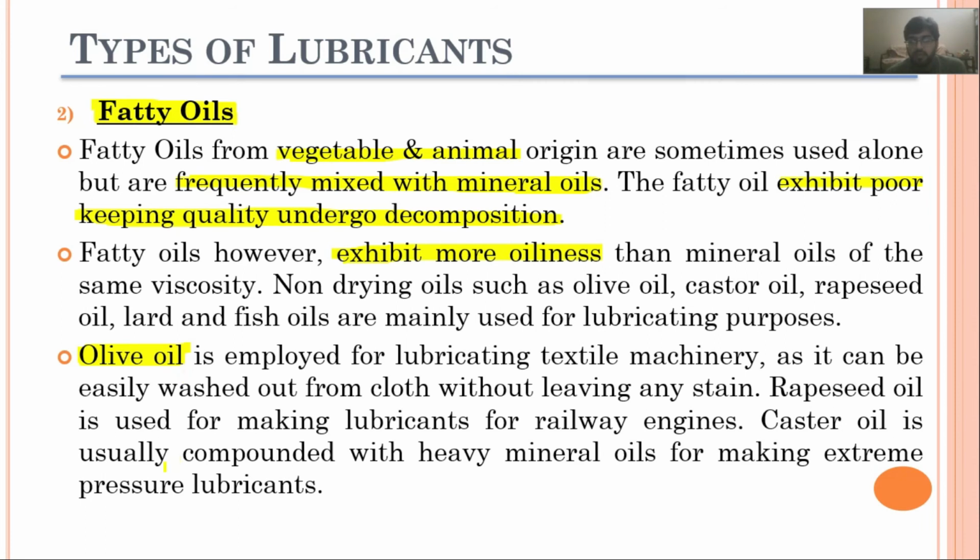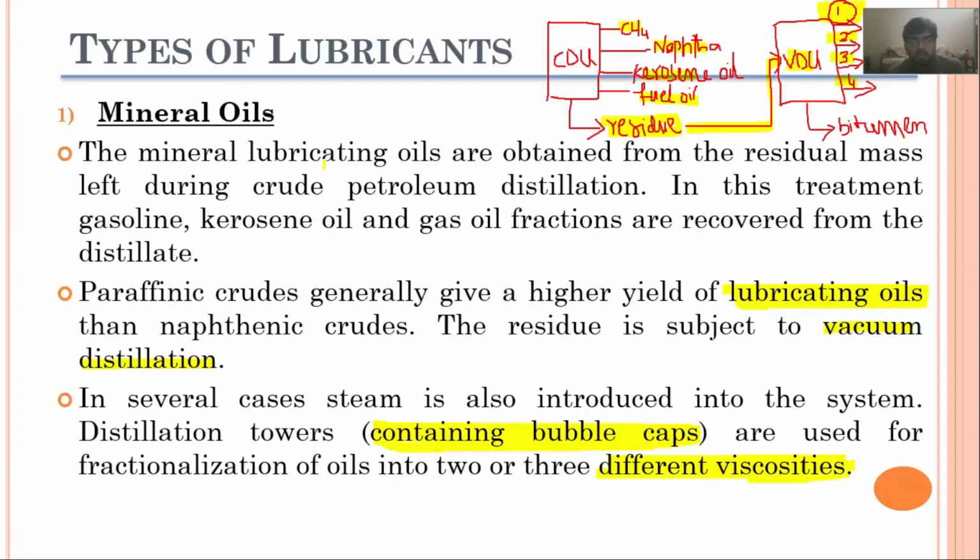Whereas we can use castor oil in heavy applications, and we can compound it with heavy minerals for making extreme pressure lubricants, which are operating at the higher pressures, which are operating at extreme conditions. So generally these fatty oils are being used while mixing it with the mineral oils.